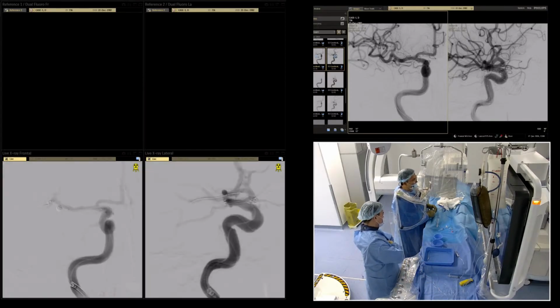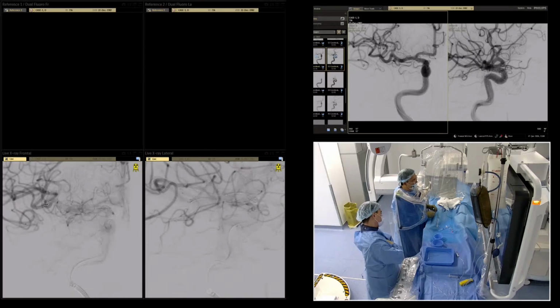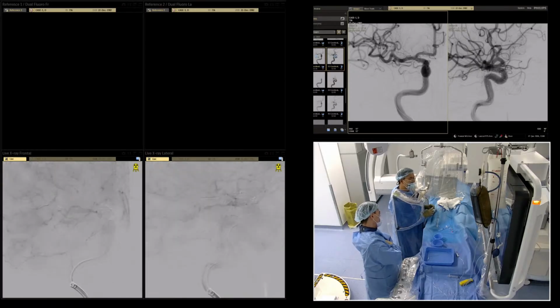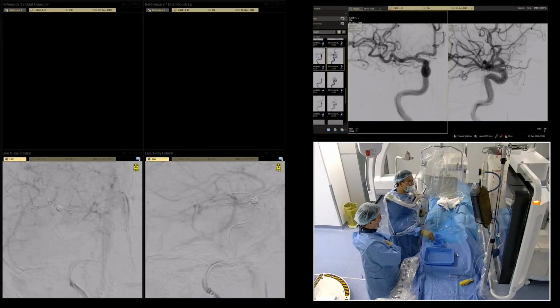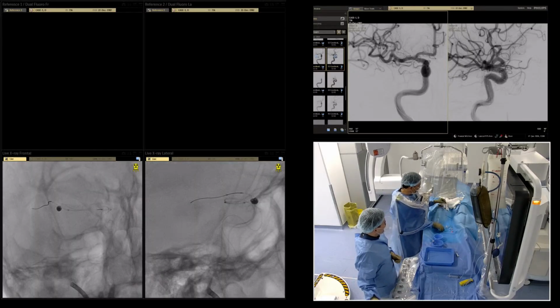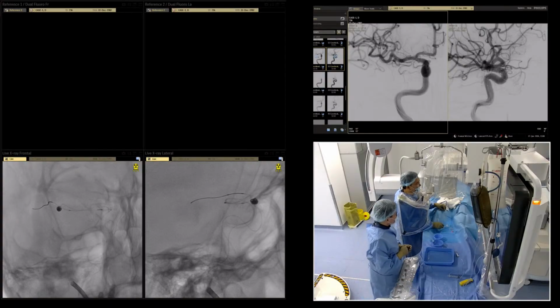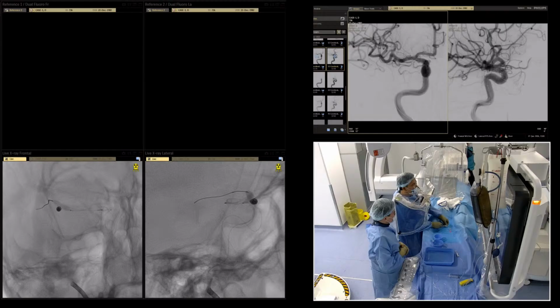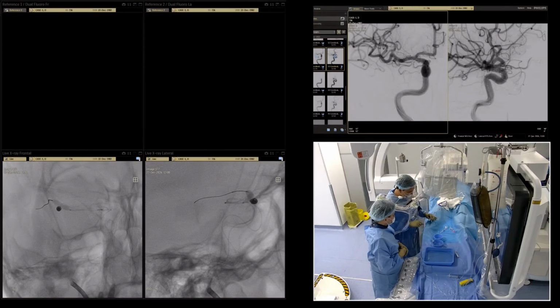I didn't already detach it. I think it's a bleeding, yes, it's an interpeduncular cistern and it looks like bleeding. That's why I prefer to inject a little bit liquid embolic. Detach.